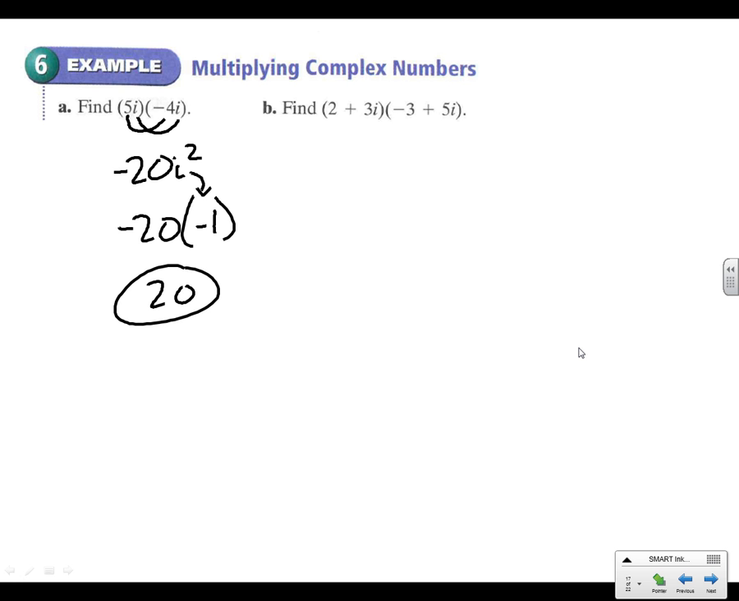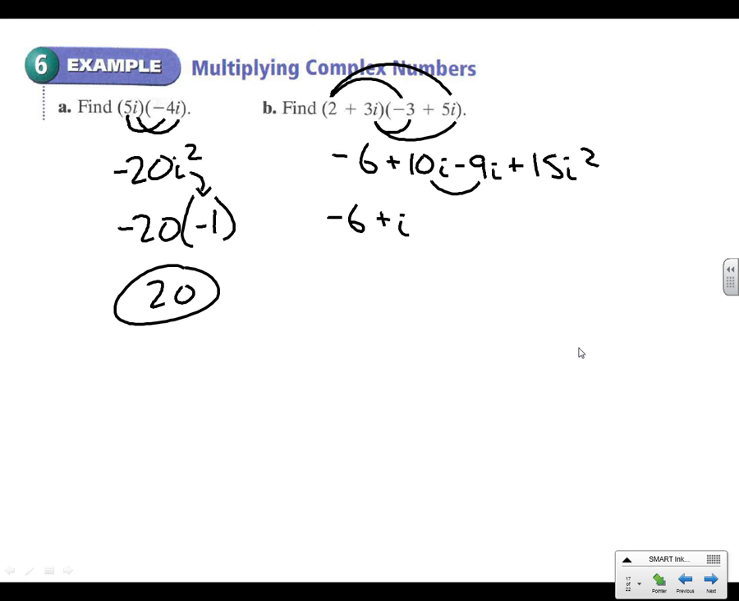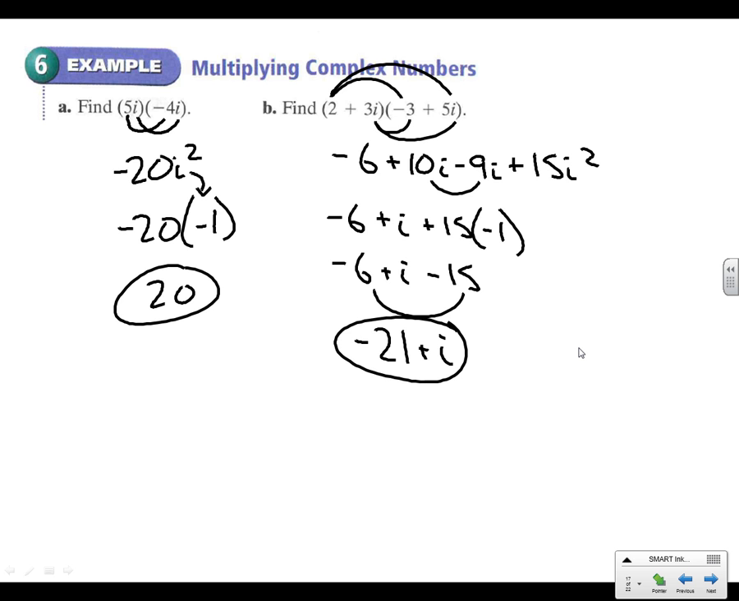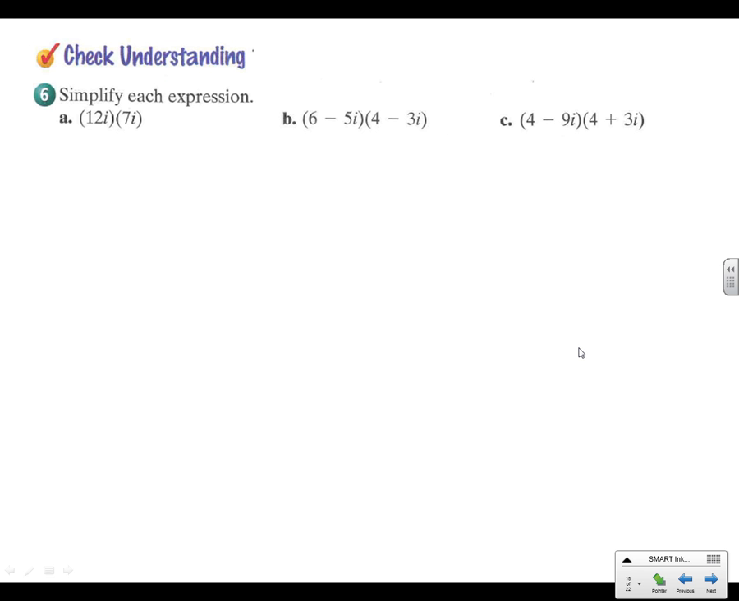Let's FOIL B here. F, negative 6. Outside, plus 10i. Inside, minus 9i. And last, plus 15i squared. So we have negative 6 plus i, combining these two, 10 minus 9, plus 15 times negative 1. Remember, i squared is negative 1. So this is really negative 6 plus i minus 15. We can combine these like terms. Negative 21 plus i is our answer. All right, so see if you can do some multiplying for 6, A, B, and C.